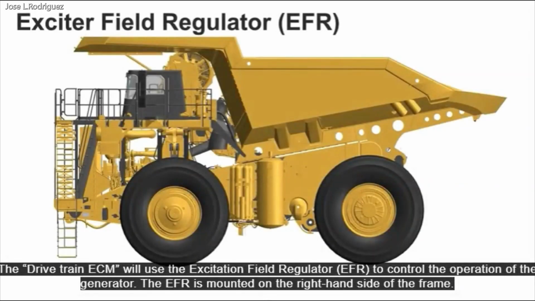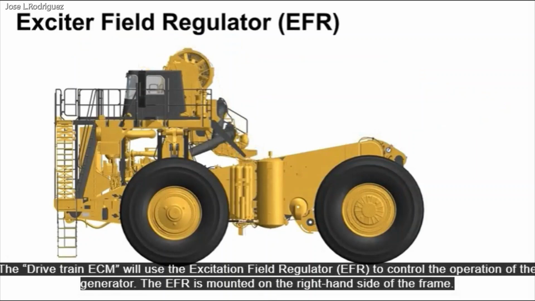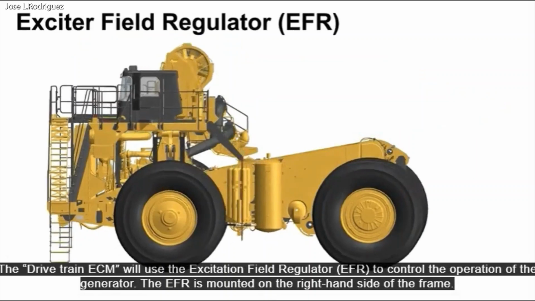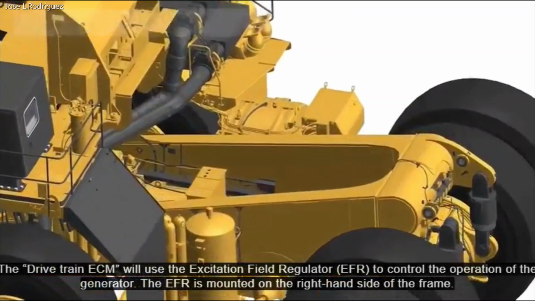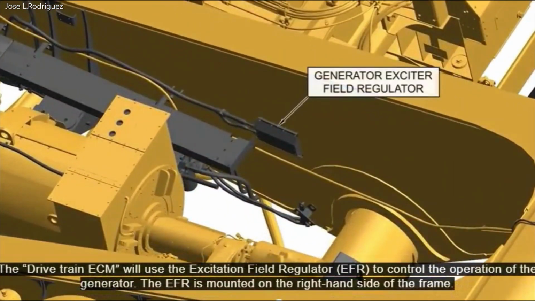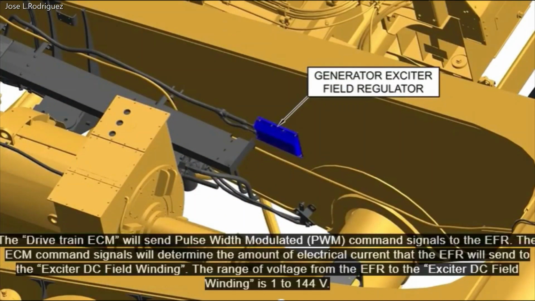The drivetrain ECM will use the excitation field regulator to control the operation of the generator. The EFR is mounted on the right-hand side of the frame. The drivetrain ECM will send pulse width modulated command signals to the EFR. The ECM command signals will determine the amount of electrical current that the EFR will send to the exciter DC field winding. The range of voltage from the EFR to the exciter DC field winding is 1 to 144 volts.